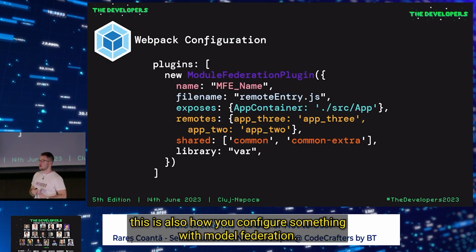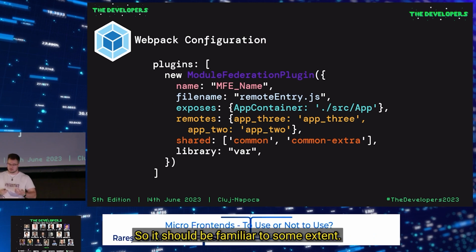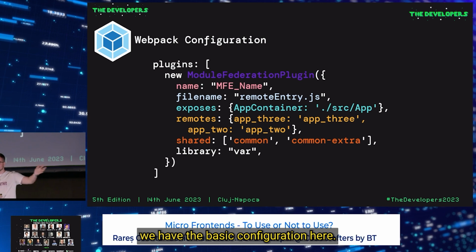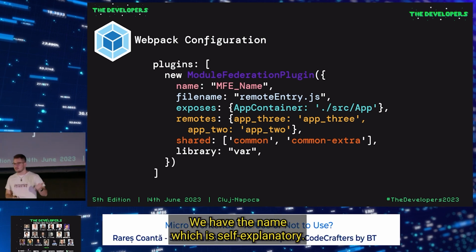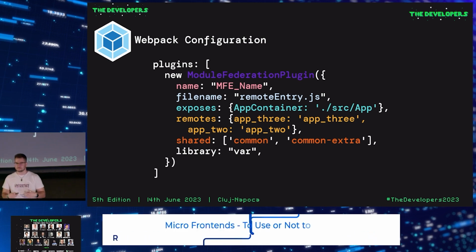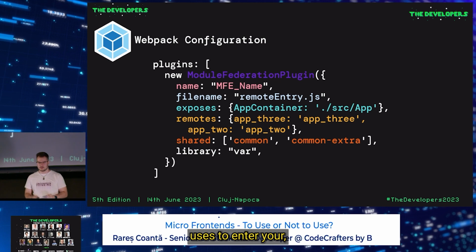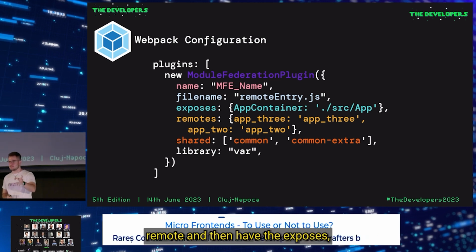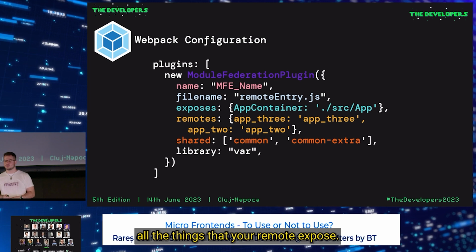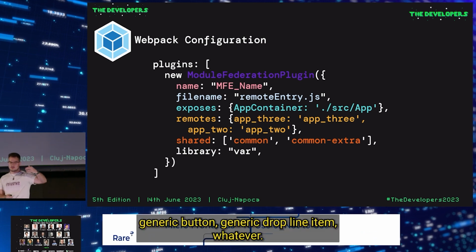This is also how you configure something with module federation. It uses Webpack, so it should be familiar to some extent. We have the basic configuration here. I won't get into everything. We have the name, which is self-explanatory, the file name, which is the entry point in your micro front end. So basically, what your host uses to enter your remote. And then you have the exposes, all the things that your remote exposes. It can be the big app container, or it can be some, I don't know, generic button, generic drop-down item, whatever. You can put more things there.